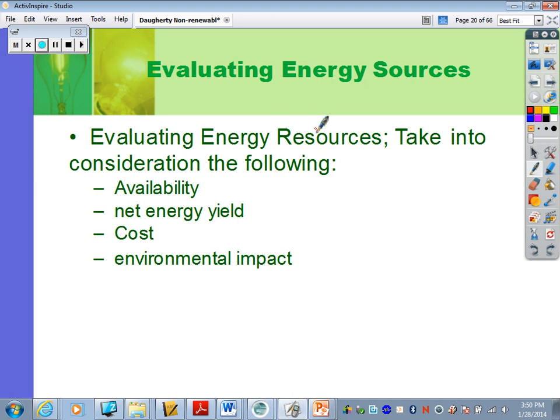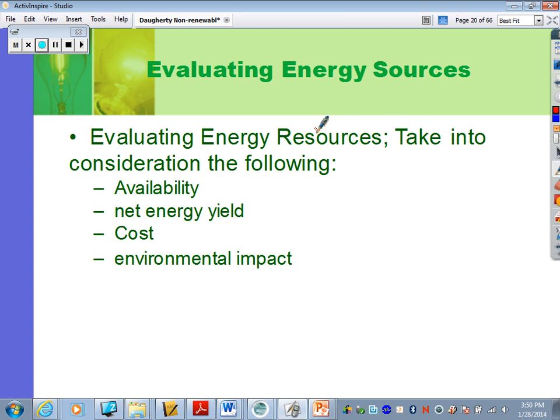Okay, so how do we know which energy source is best to use? There's a lot of things we need to take into consideration when we're considering what type of energy source to use. First of all, the availability. How much do we have left? Is it easy to extract? The net energy yield, that's huge. We'll talk about that again here in a moment. The cost is a big one. And then important for this course is the environmental impact. What sort of effort is it going to take to extract it from the ground? What kind of damage is it going to do to the land and the organisms that live in the ecosystem and the nearby waterways?